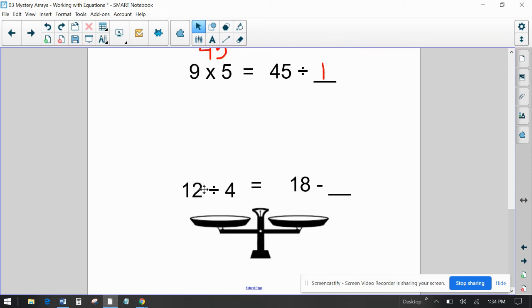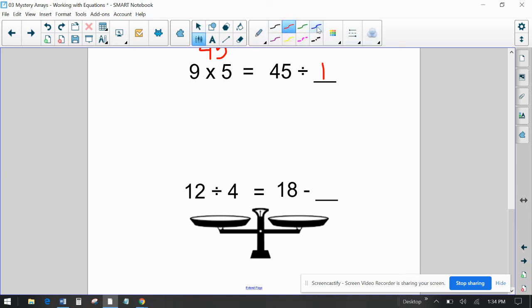This side says 12 divided by 4 is the same as 18 minus what? Well, let's solve it. 12 cut into 4 equal parts, or 4 goes into 12 3 times on this side. So we need to make this side equal 3. So 18 minus what equals 3. Well, if we do 18 minus what equals 3, well, I also know my fact family.